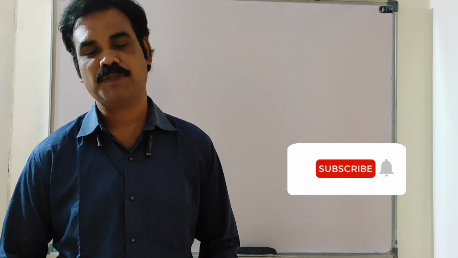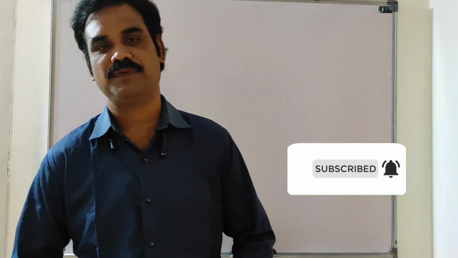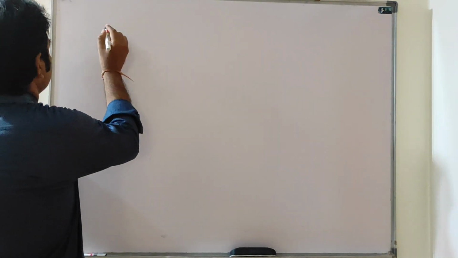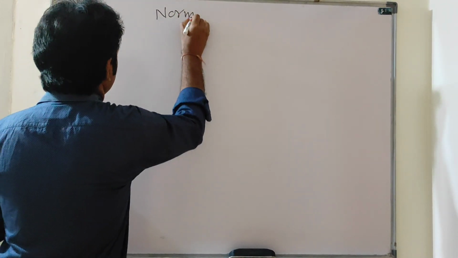Hello students, today's topic is normal forms. It includes disjunctive normal form, conjunctive normal form, principal disjunctive normal form, principal conjunctive normal form. Before going to all these, first you have to know the definitions: elementary products and elementary sums. Okay. See the definition. This is normal forms.